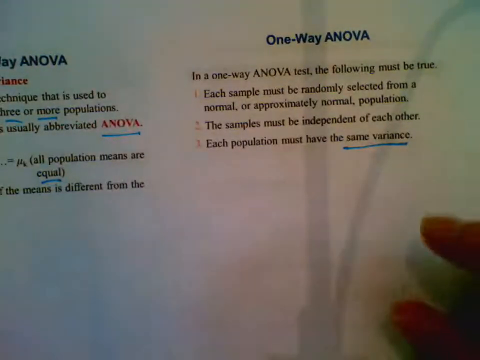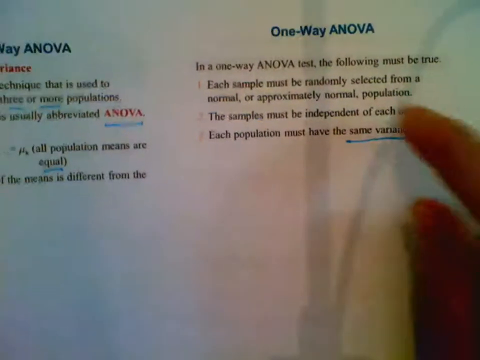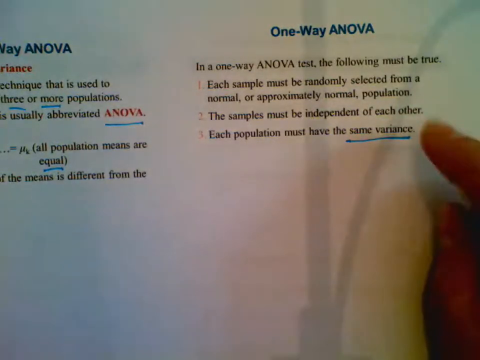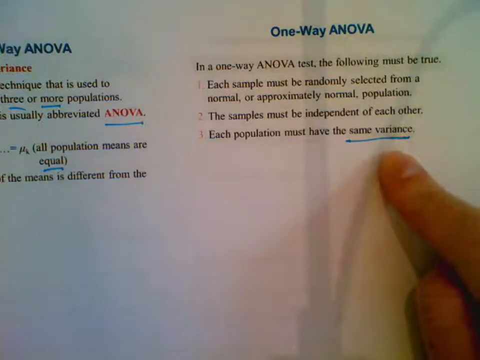So we have a few things that we need to keep in mind. Each sample has to be randomly selected from a normal or approximately normal population. The samples have to be independent, and each of the samples have to have the same variance.